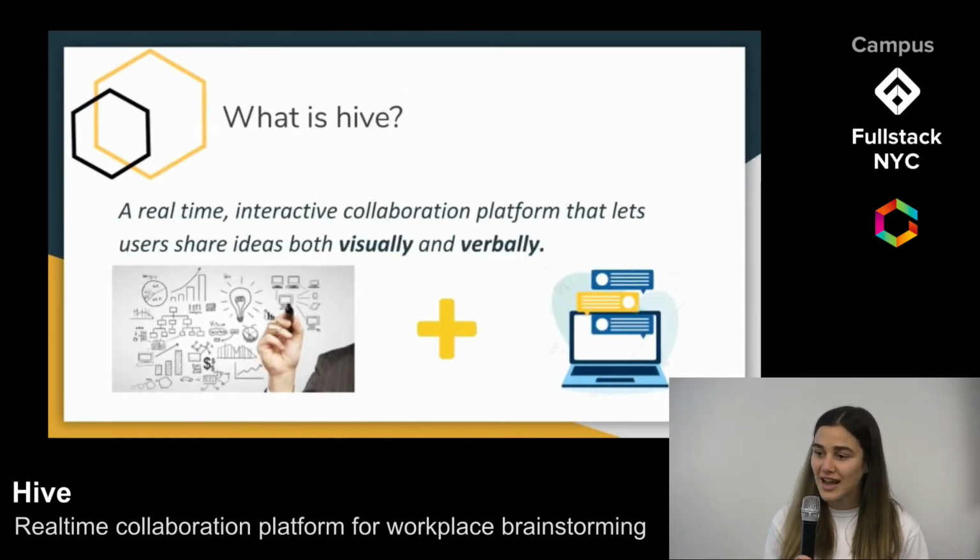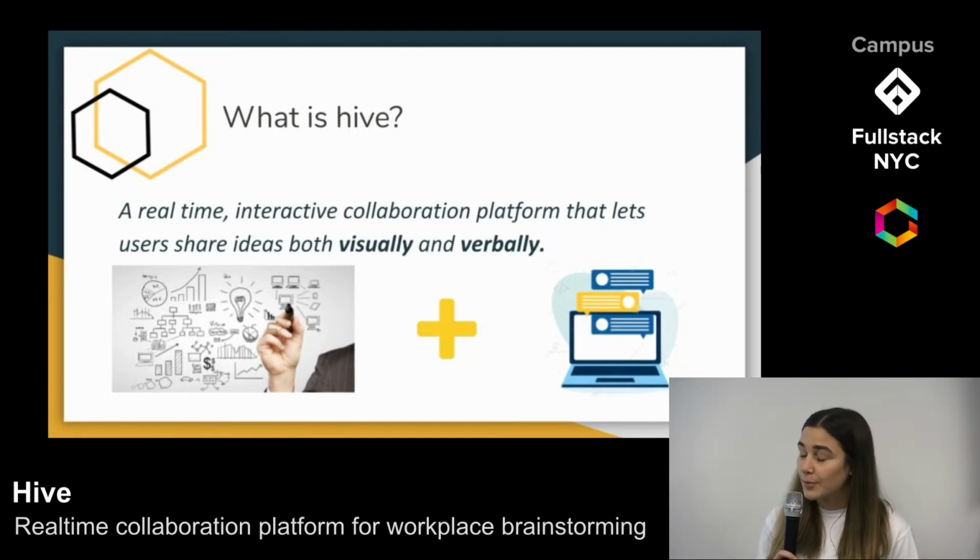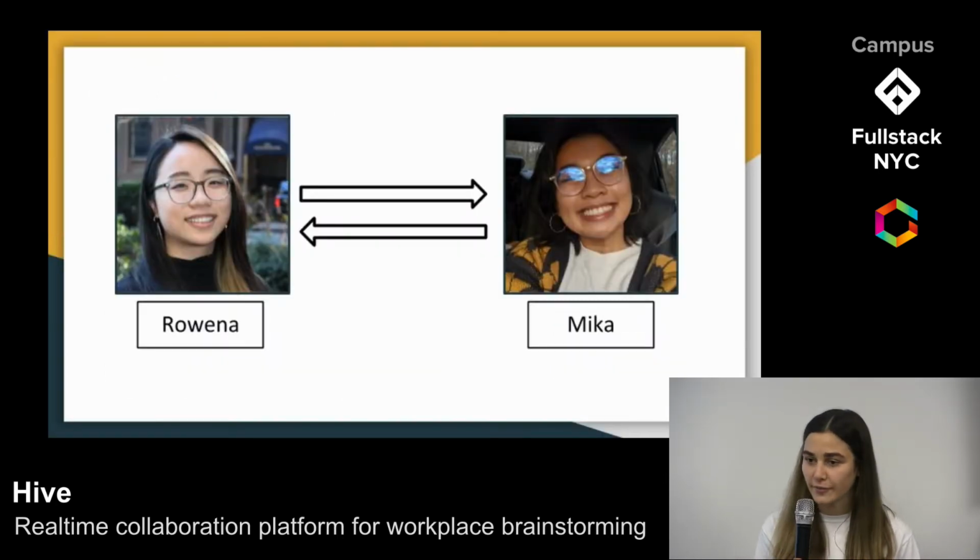Hive is a real-time, interactive collaboration platform that allows users to share their ideas visually and verbally. We built Hive on the principles of collaboration and adaptability. With our responsive and shareable Hive board, we enable users to adapt their ideas quickly and get input from others. And with our chat feature, everyone has a voice.